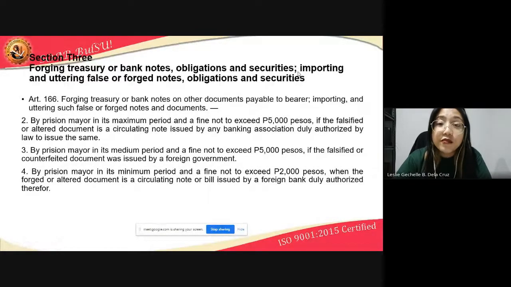Article 166 pa rin, by prision mayor in its maximum period, and a fine not to exceed 5,000 pesos. If the falsified or altered document is a circulating note issued by any banking association duly authorized by law to issue the same. Then number 3, by prision mayor in its medium period, and a fine not to exceed 5,000 pesos. If the falsified or counterfeited document was issued by a foreign government. By prision mayor in its minimum period, and a fine not to exceed 2,000 pesos when the forged or altered document is a circulating note or bill issued by a foreign bank duly authorized therefore.